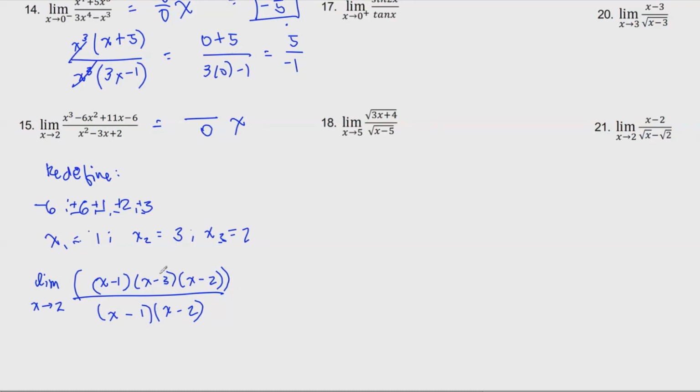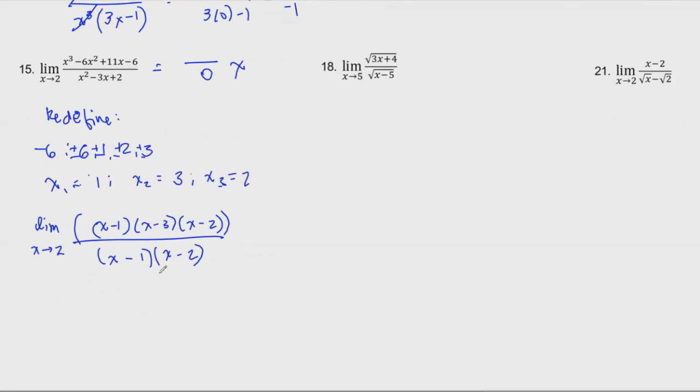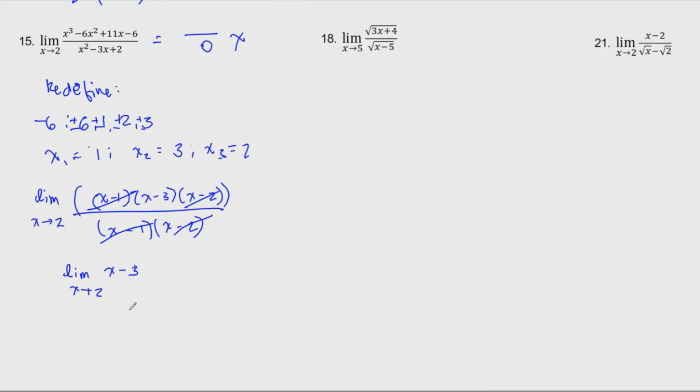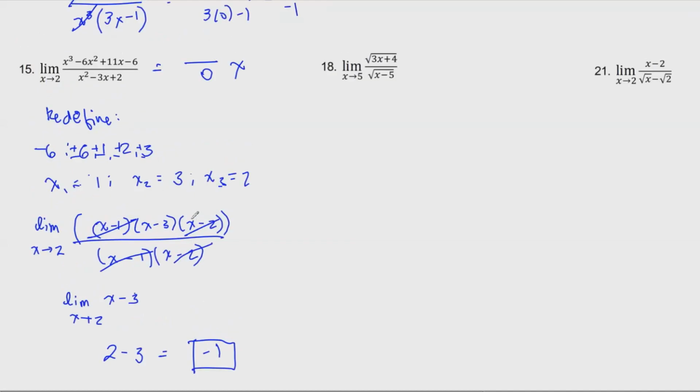So now, redefining means that we've already factored out all of this, and then we will try to cancel out terms that are alike, of course, in the numerator and denominator. So with this, we're left now with the limit of x minus 3 as x approaches 2. So let's try substituting the value of 2 into our x minus 3. What we get here is 2 minus 3, and the answer would be negative 1. So the limit for this would be equal to negative 1.